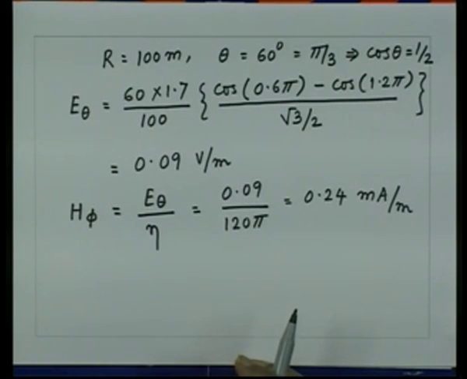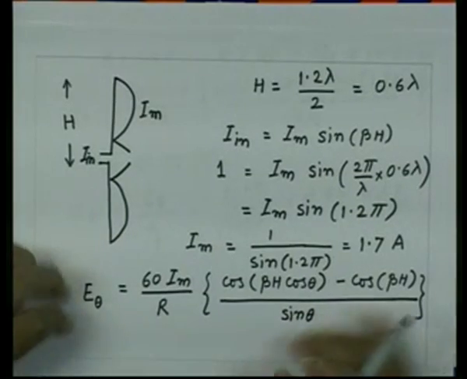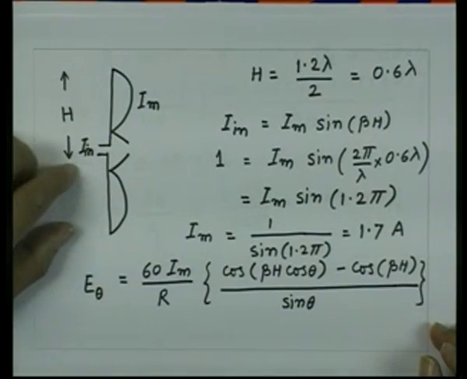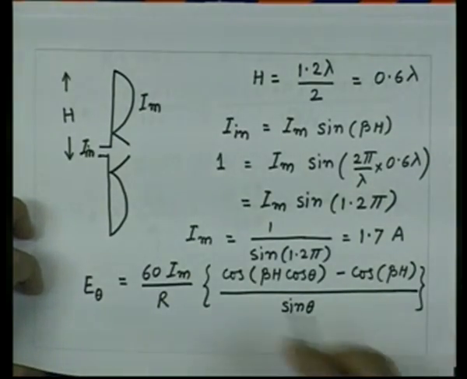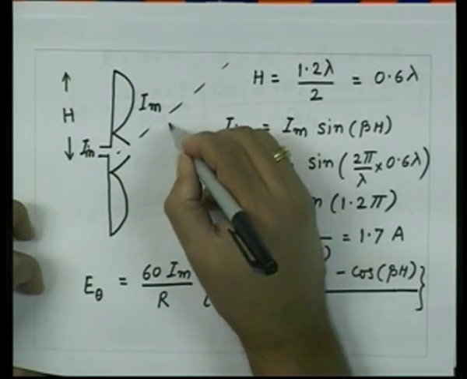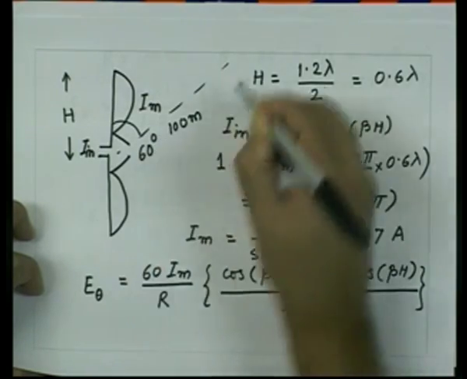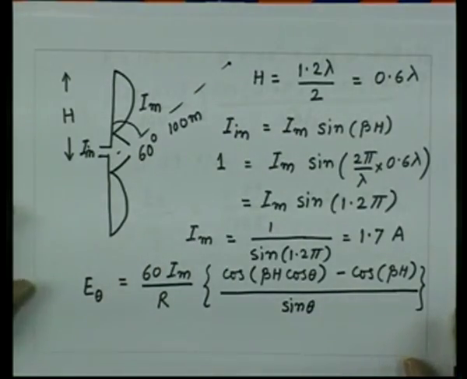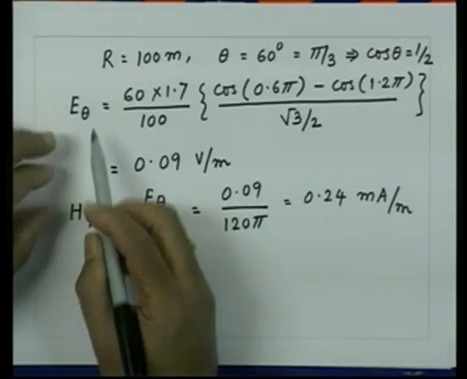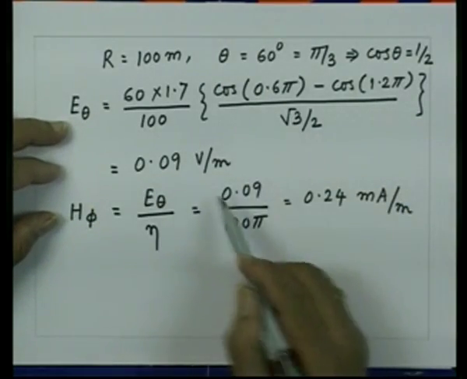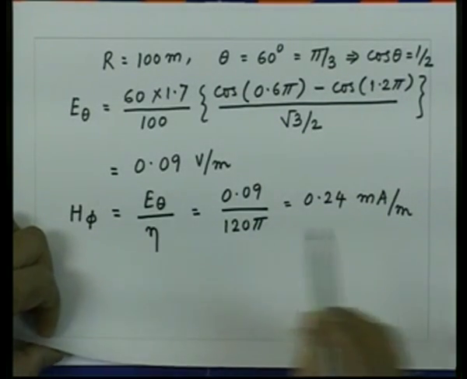So in this case we were given the finite length of the dipole, which is 1.2 lambda, and the input current is given. We are supposed to find the maximum current which we will see on the dipole, and also the electric field at an angle theta equal to 60 degrees. So this is 100 meters and this angle is 60 degrees. At this point you are supposed to find the electric and magnetic field. That is what we did. We used the expression for E theta, substituted these values, and got the value for E theta. Once you get E theta, then we can find out H phi, which is E theta upon the intrinsic impedance of the medium.